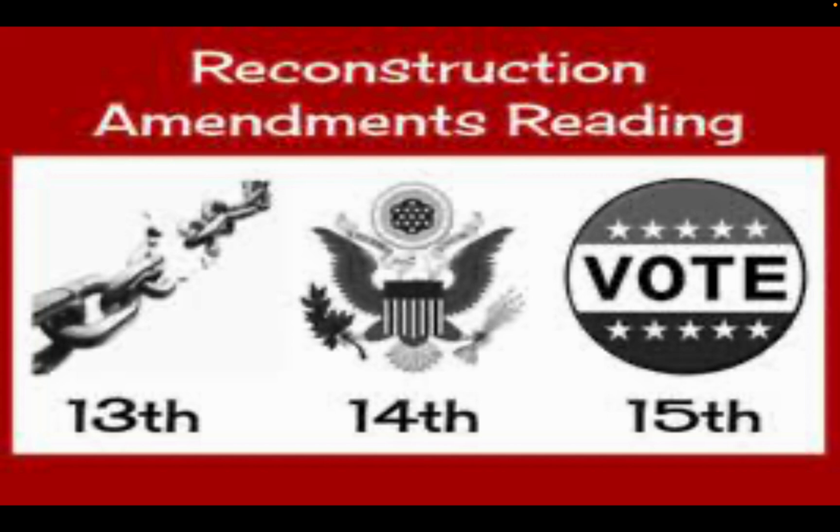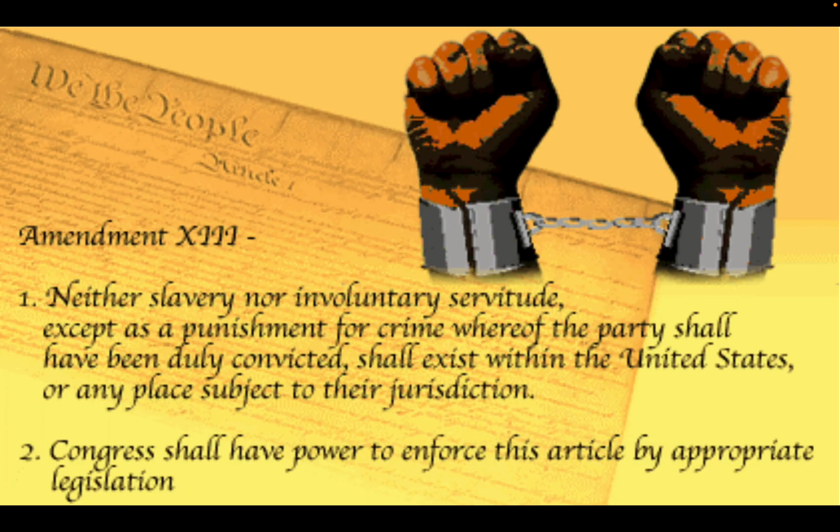Amendments 13, 14, and 15 are otherwise known as the Reconstruction Amendments. The Reconstruction Amendments were designed to end slavery, allow Americans to coexist, and protect the rights of newly free slaves. The 13th Amendment, passed in 1865, was primarily used to end slavery. It overturned policies including the fugitive slave clause and the 3/5 rule counting slaves toward a state's population.